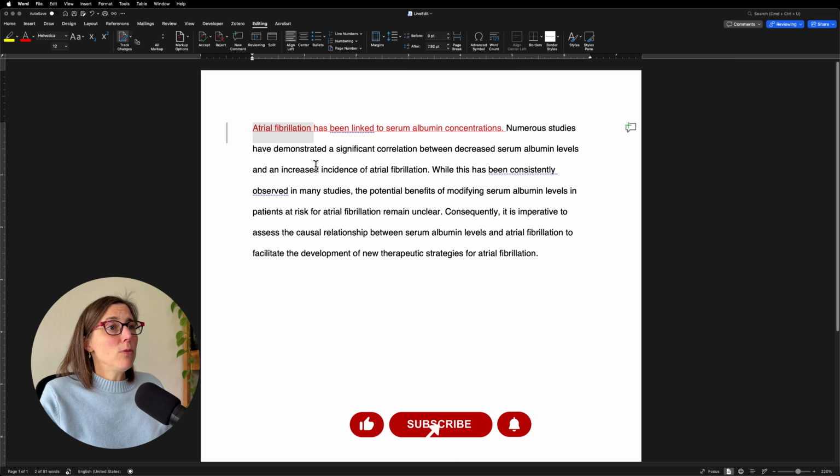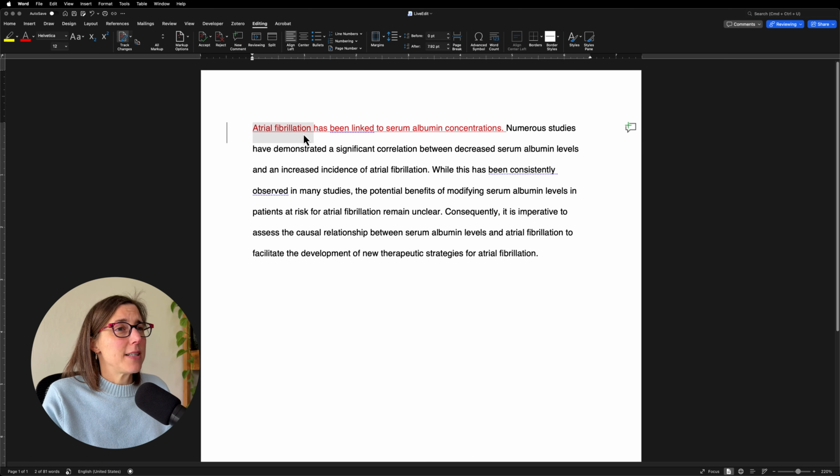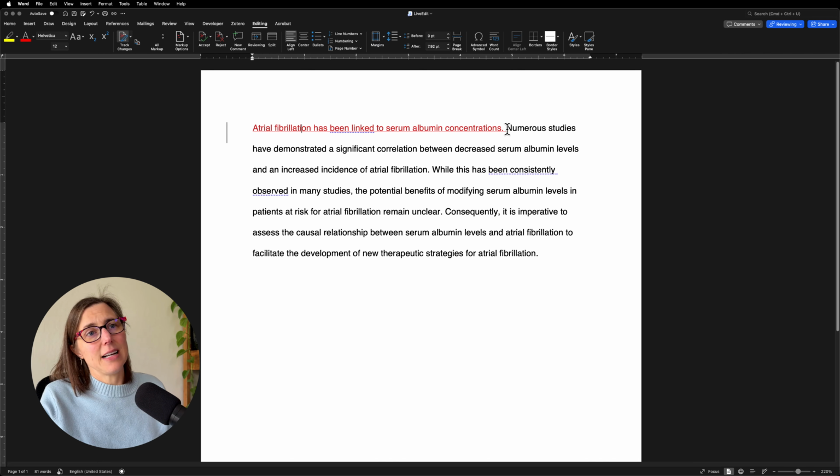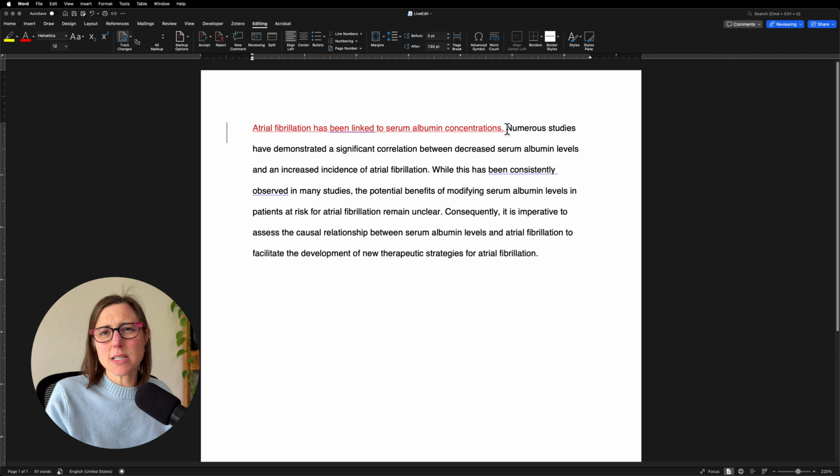Okay, so here we have a topic sentence. Now let's look at the rest of the text. I'm going to point out a few things that I'm noticing as I work through the sentences, and then I'll revise them.